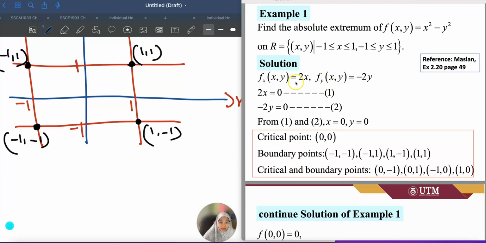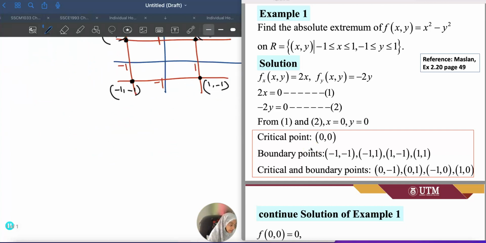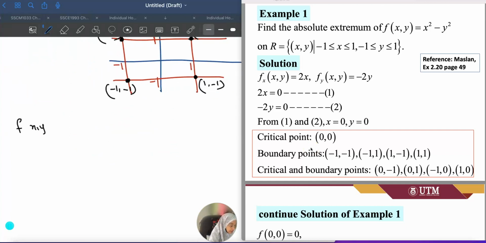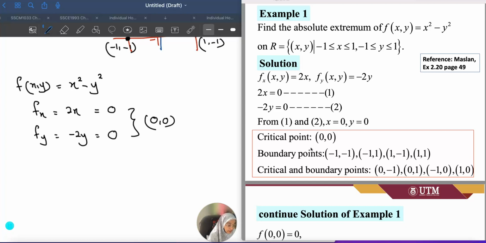Okay, so now we want to find the critical point first. Based on the function given, f(x,y) is x squared minus y squared. The same as you did for the local extrema before, you find the partial derivative with respect to x, which is 2x, and equate that to 0. And fy is -2y, equate that to 0. We solve these simultaneously and obtain that (0, 0) is the critical point, only 1. So the critical point is at the origin.